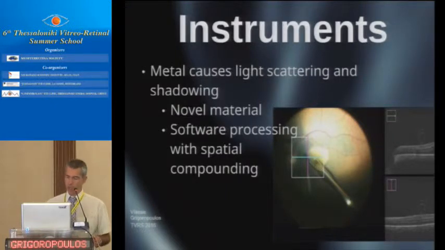As you can see here, when you use the instruments, they are cutting the picture, because the metal is causing light scattering and shadowing, which means that it scatters the light and you can't see the instruments in the OCT, but it also creates a shadow and you can't see the retina below the instrument, and that's a problem. So we need to solve that, and that will be solved either with new novel material or with software processing, which can go around your instrument and replace all the tissues with special software and show the instruments and also show the retina under your instrument.